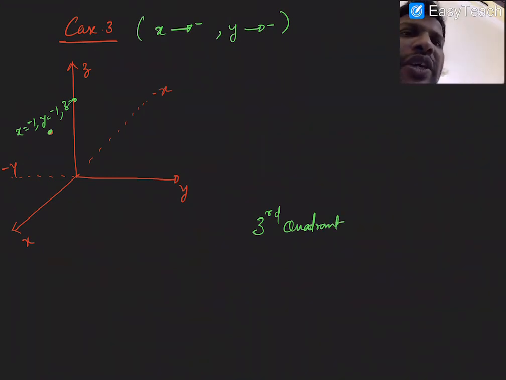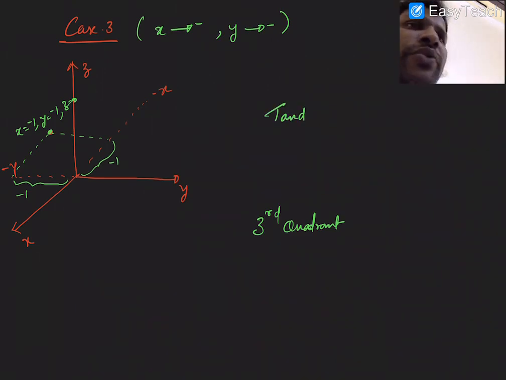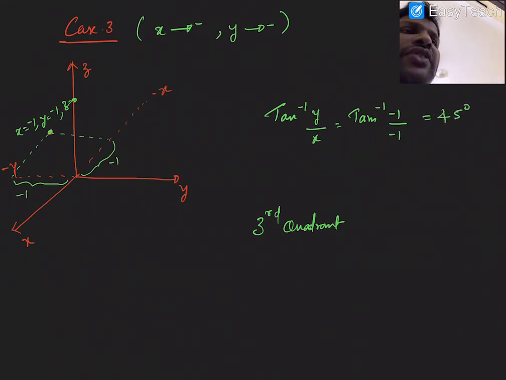So what will we get here? This value is minus 1, and how much you move in the x direction, that means you are in the minus x direction, so it is minus 1. So you will get the angle as tan inverse y over x, tan inverse minus 1 over minus 1. So you will get it as 45 degrees. But actually the angle is not 45 degrees.